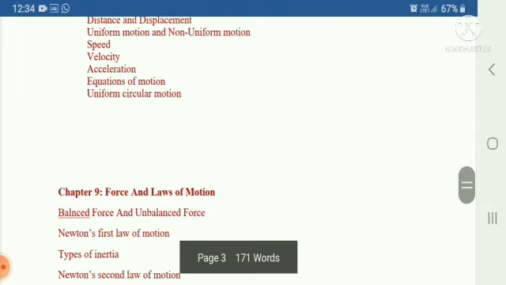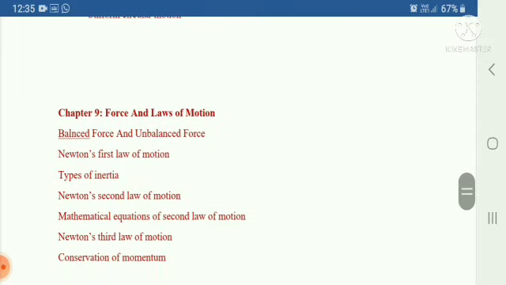Then finally you have revised in the test chapter 9 Force and Laws of Motion. In this chapter we have learned balanced force and unbalanced force, Newton's first law of motion. Newton's first law of motion gives the inertia of motion. We have also studied 3 types of inertia: the inertia of direction, the inertia of rest and inertia of motion. And Newton's second law of motion, this law gives force.